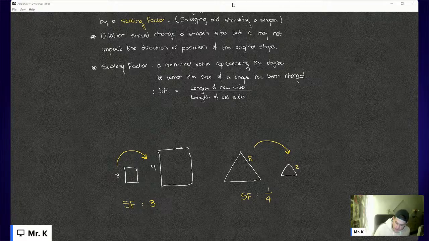I cannot pick to use the bottom of shape number 1, but the top of shape number 2. And the reason for this is that when we start working with more complicated shapes that are not as symmetrical, if you do not use the corresponding side, you are going to get the wrong answer for your scaling factor.